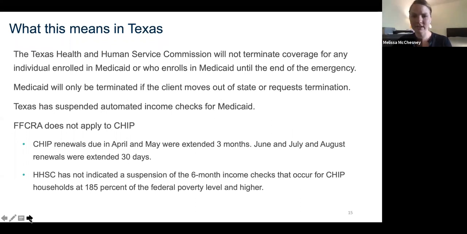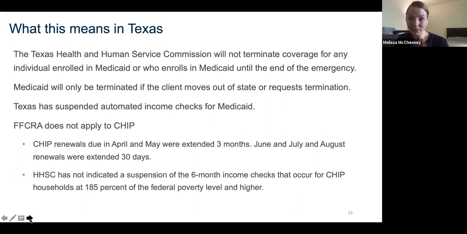So what does this mean for Texas? That means that nobody's been terminated. Every month we have more and more people enrolling. We have the enrollment numbers going up and up and up, and that's because nobody's losing coverage. We typically have some amount of people at renewal who are either denied because they're no longer eligible, or they just forget to renew, so they fall off the program. That's not happening right now. So our enrollment numbers have spiked dramatically here in Texas. They've also suspended the income checks that I mentioned earlier, so those aren't happening.